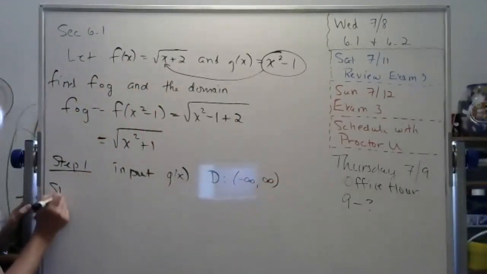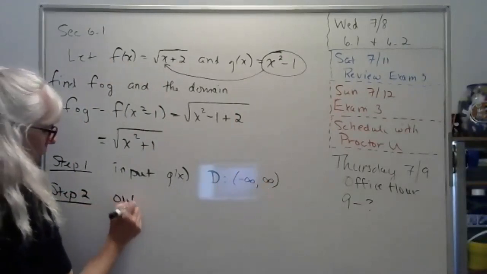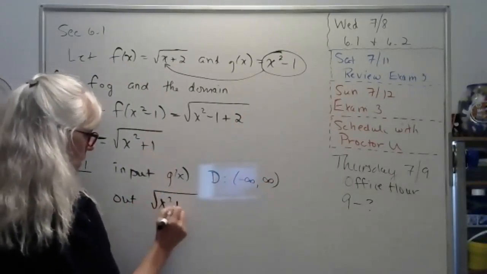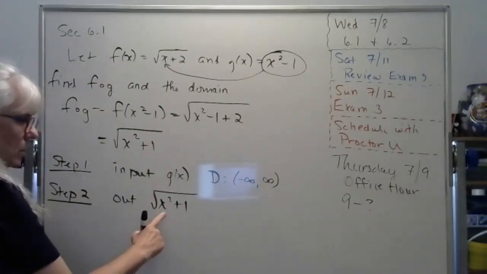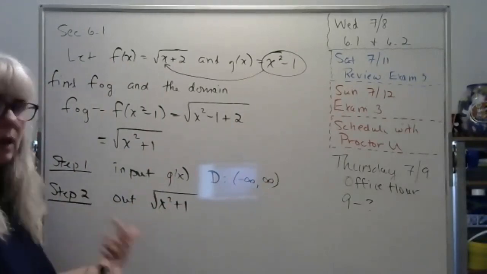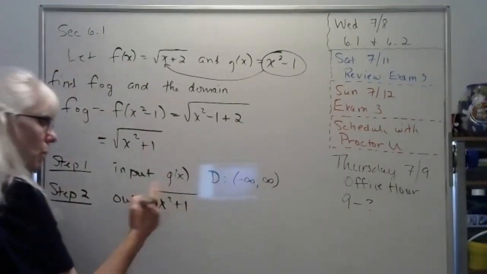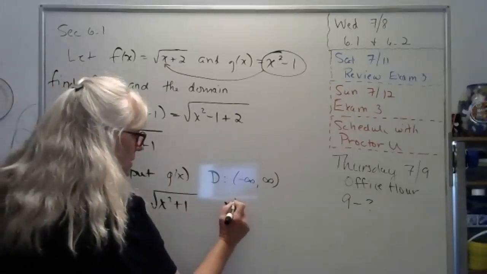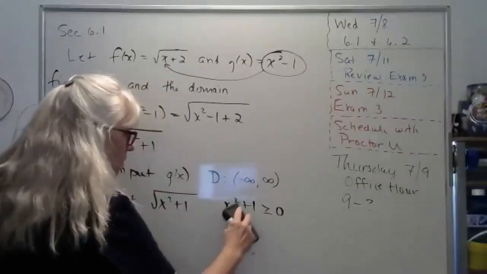So step 2. We're going to come and take a look at our output, which was the square root of x squared plus 1. This is where things get fun. So what we need to do is find the domain of this. So we're asking what numbers can we plug into here where this blows up or has issues. So from what we did in just chapter 5, you would take the inside, that's the x squared plus 1, set it greater than or equal to 0, and then solve it.